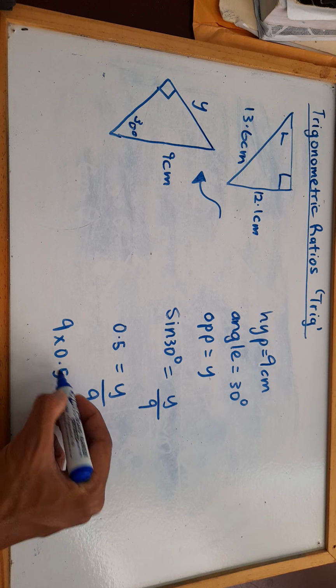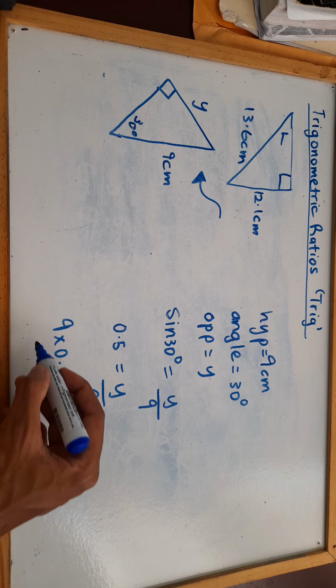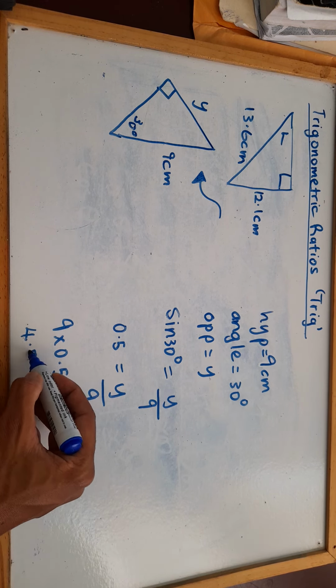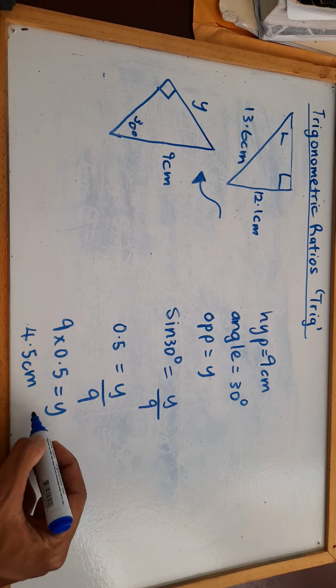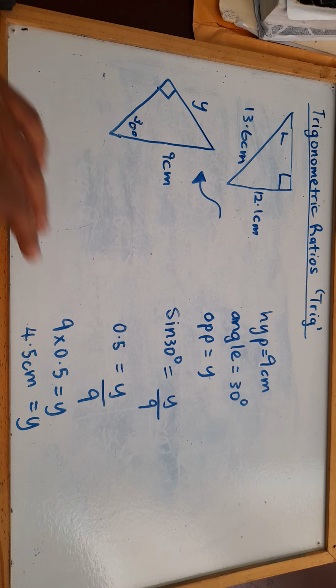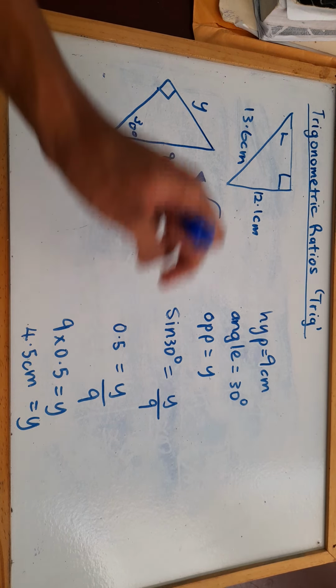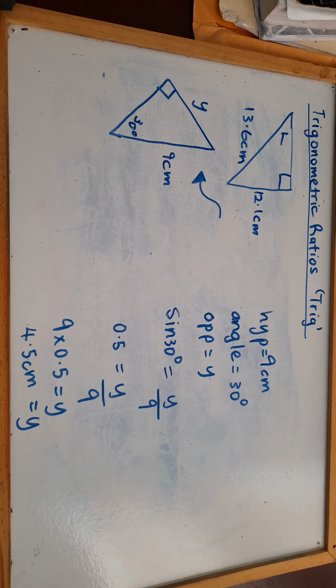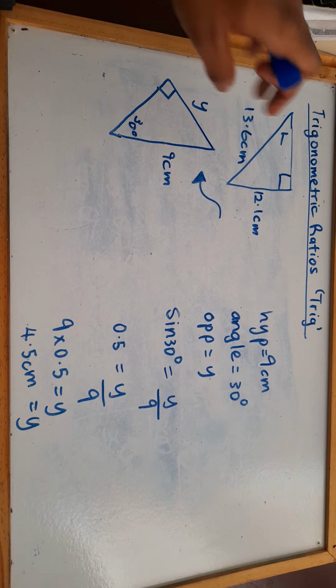9 times 0.5 is equal to y. Easy as that. Always remember to put back a unit. Although we weren't working with it here, always remember to put it back. And that's basically it. Let's now work another example.